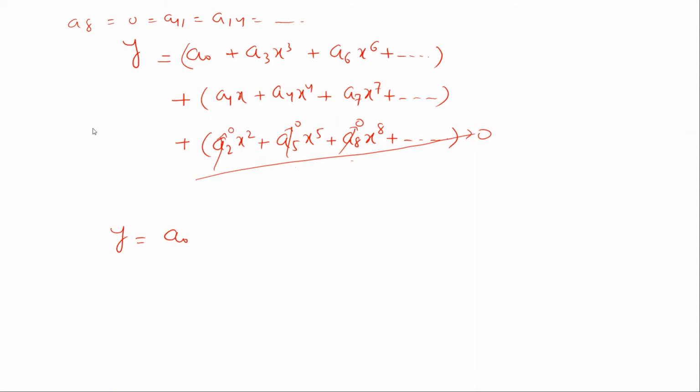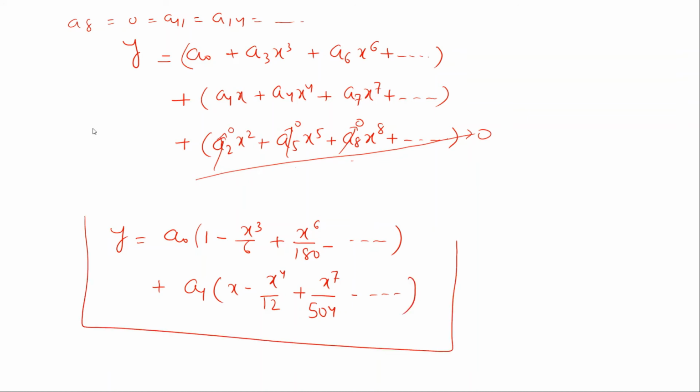So y is equal to a_0 into 1 minus x cube upon 6 plus x to the power 6 upon 180 minus and so on, plus a_1 into x minus x to the power 4 upon 12 plus x to the power 7 upon 504 minus so on. So finally we get the solution as a power series solution. a_0 and a_1 are the coefficients, and this is the series here.